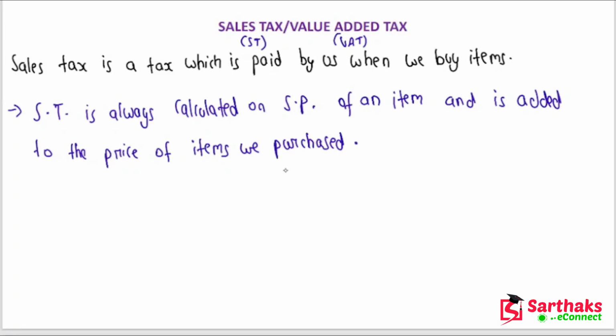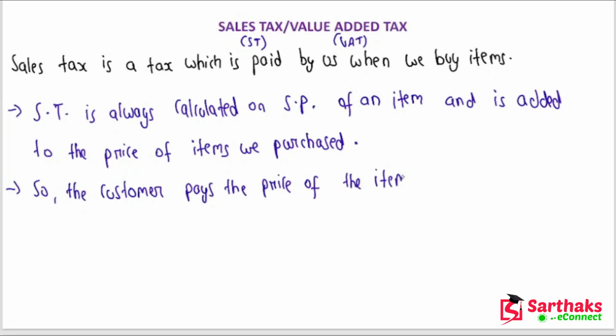So this sales tax is always added to the final bill of the items we have purchased. Okay, so we can say the customer pays the price of the items and sales tax on it in the bill. When the shopkeeper prepares the final bill, he actually adds the sales tax to the selling price.